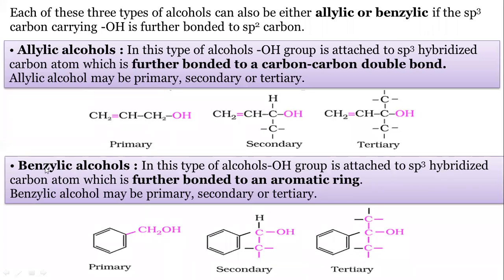Then I am coming to the benzylic. These are also primary, secondary, and tertiary. Benzylic alcohols means OH is bonded to the carbon atom and that carbon is bonded to the benzene ring. Remember one thing here, if OH is directly bonded to the benzene ring, it becomes phenol. But in this case, OH is bonded to the carbon atom, which is sp3 hybridized, and that carbon is bonded to the benzene ring. That's why it is called benzylic alcohols.